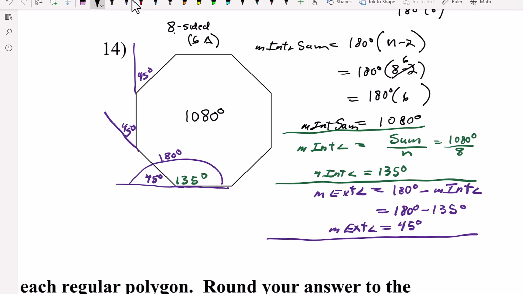So finally, the measure of the exterior sum, well, it's the number of angles times the measure of the exterior angle. So in this case, 8 angles times 45 degrees.